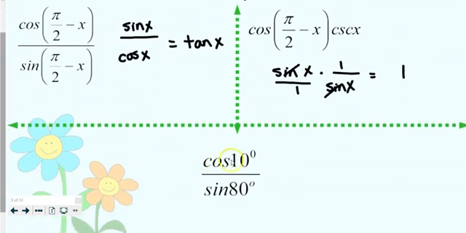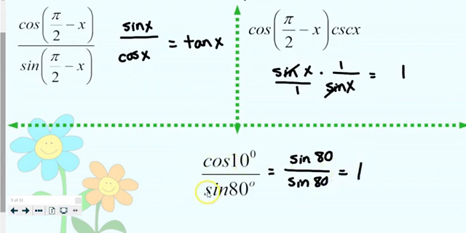And down here, the cosine of 10 and the sine of 80. There's a couple of different ways we could do this. We could rewrite this. The cosine of 10 is equivalent to the sine of 80, because 10 and 80 are complementary. Then we have sine of 80 over sine of 80, which of course equals 1.